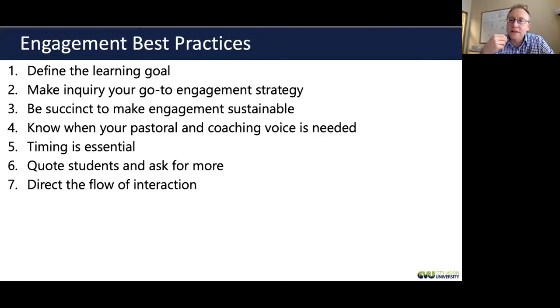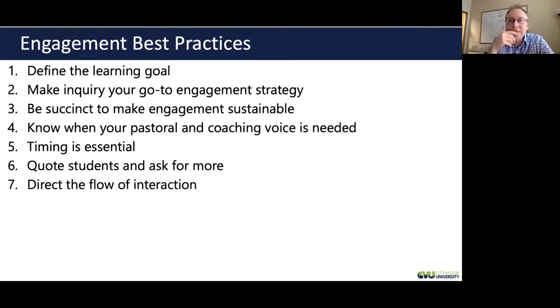Number 5, quote students and ask for more. That's what I talked about a little bit earlier. I love to highlight, copy and paste. You said this. I'd like you to consider what you said in light of this. I'd like you to go deeper by saying, how does this apply in this situation? I'd like to challenge this. I'd like to play devil's advocate on what you said here.